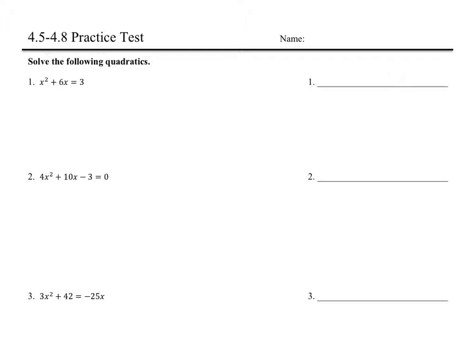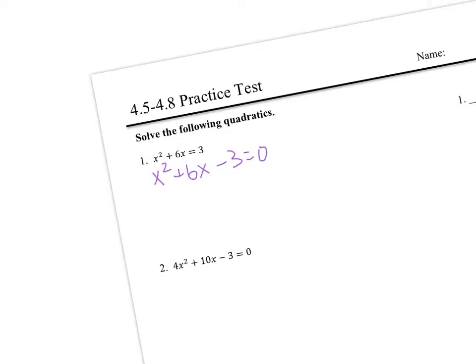First step is always the hardest. So first I have to set this equal to 0. So this one, I would have x squared plus 6x minus 3. Now this would be a problem where I would say you must use a quadratic formula. So now I'm going to use a quadratic formula.